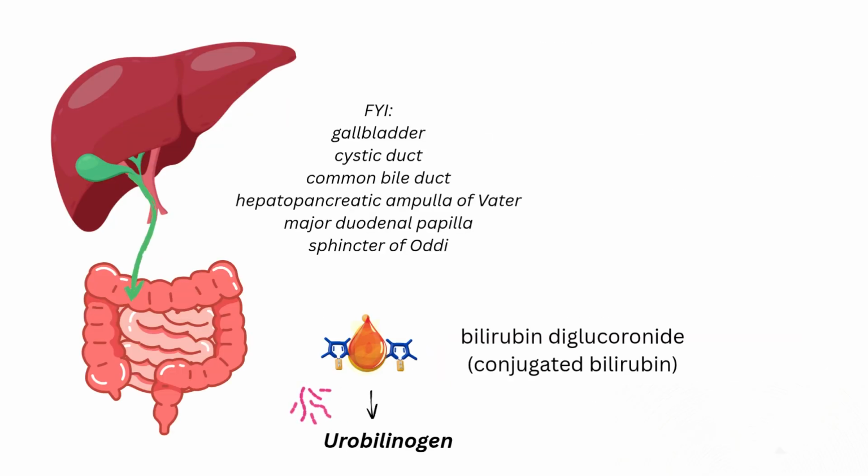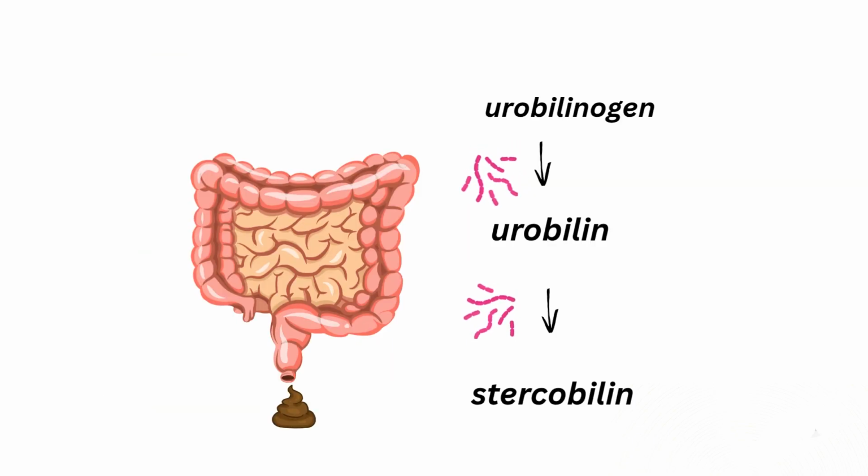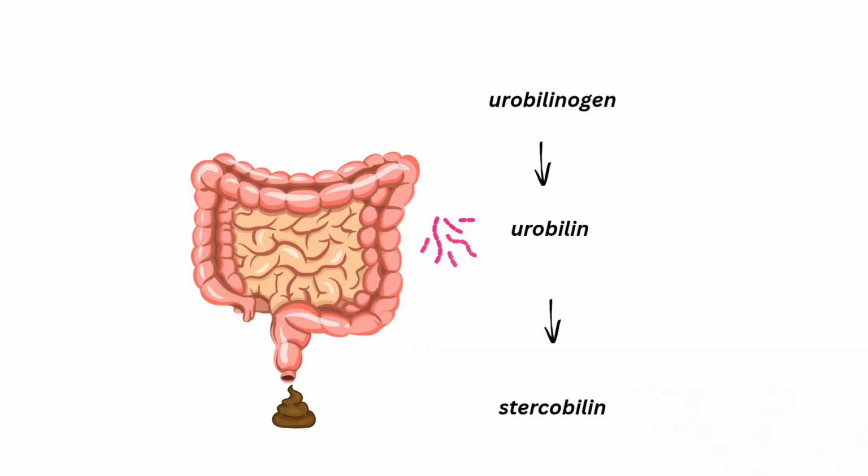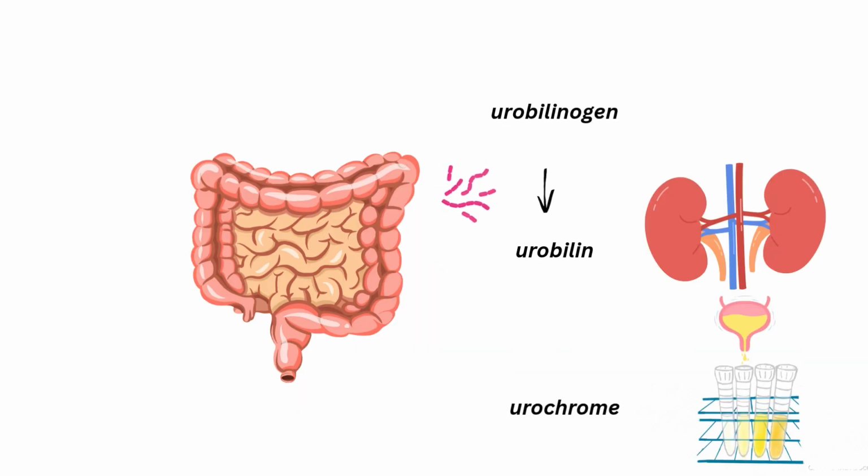In the intestines, gut bacteria, our normal flora, oxidize urobilinogen to form bile pigments urobilin and stercobilin. Stercobilin gives feces a characteristic brown color. Some urobilin is filtered by our kidneys and excreted in urine as urochrome, which gives a yellow color.